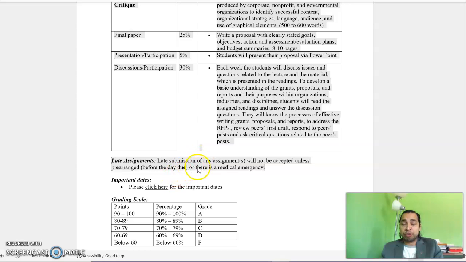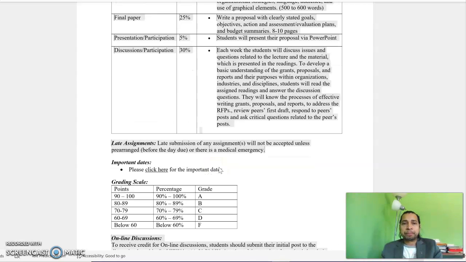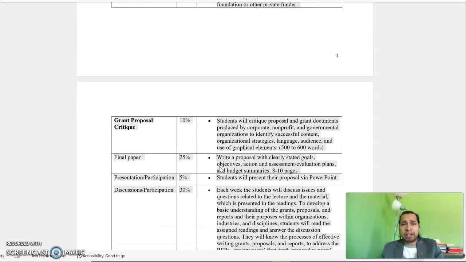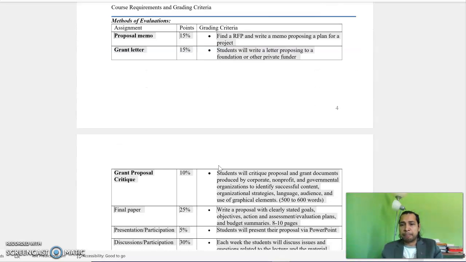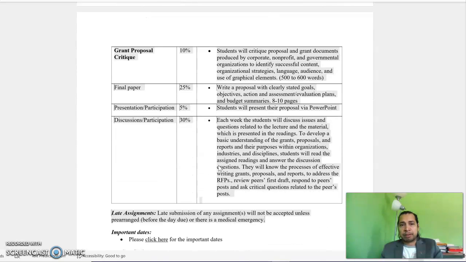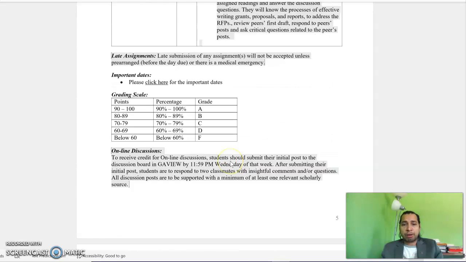No late submission will be accepted. If you are going to submit any assignments after the past due date, you should let me know about the reasons, and if you are going to be late, let me know. Okay, so this is the way we evaluate your assignments. If you have any questions on that, you can always shoot me an email and I'll be there helping you with that.